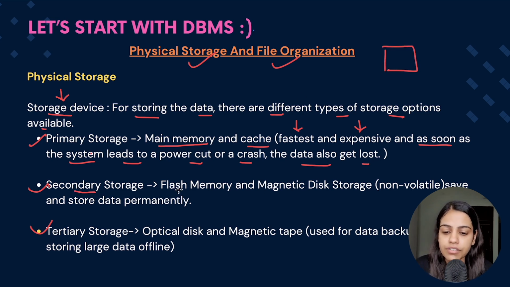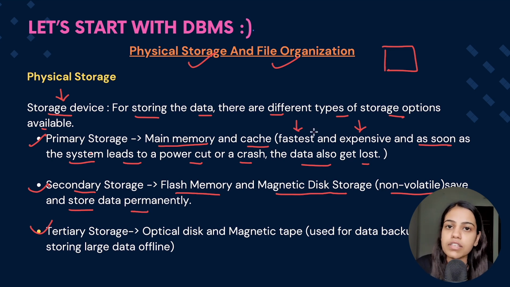Now coming to secondary storage, it consists of flash memory and magnetic disk storage, which is non-volatile. Non-volatile basically means that it saves the data even after there is a system crash or, you can say, power failure. So it stores the data permanently, and primary storage is volatile because it loses the data once there is a power failure or system crash.